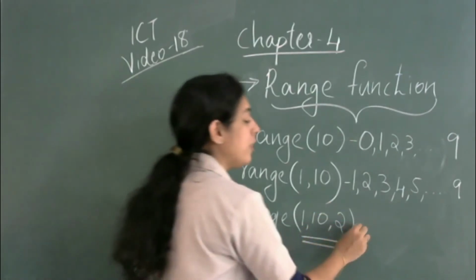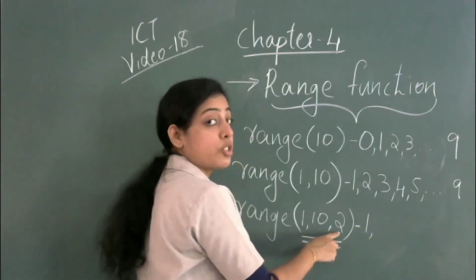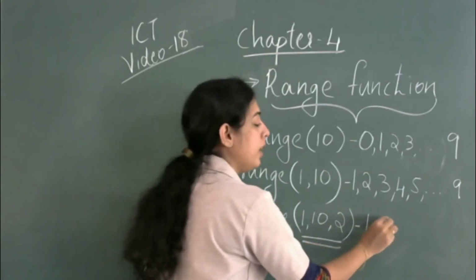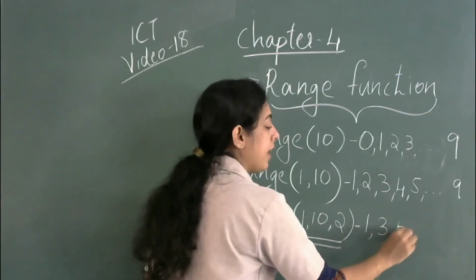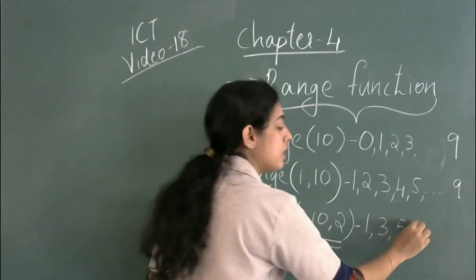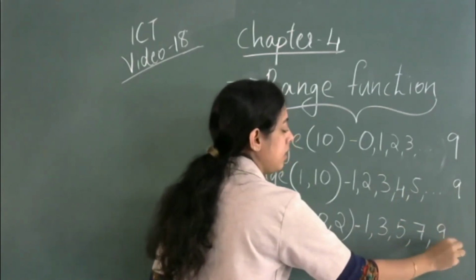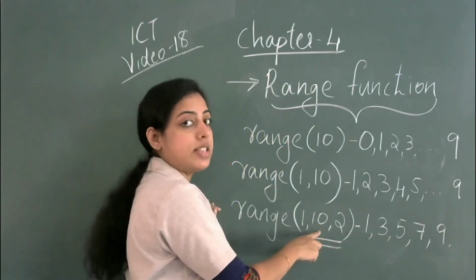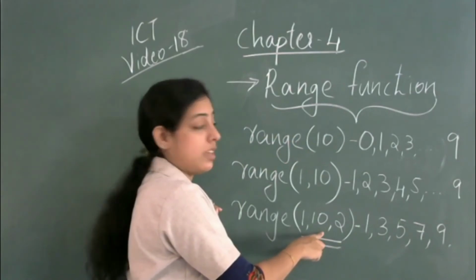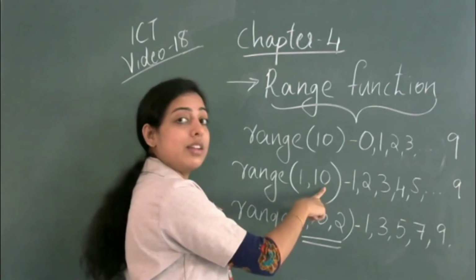Okay, so our output will be start value 1 and the increment is 2. So the next value will be 3, then increment by 2 gives 5, again 2 gives 7, again 2 gives 9. So here it stopped because of less than 10. It is the less than condition. Here the second value is there, so it indicates less than 10.